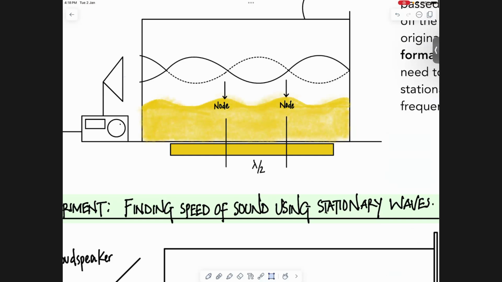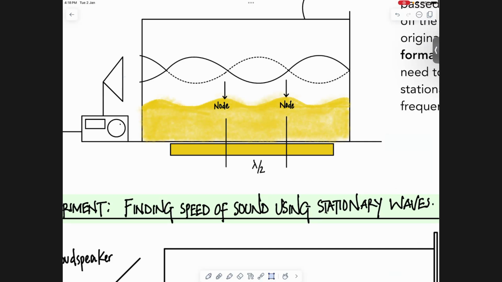Okay, so the correct answer is that stationary waves don't have a wavelength. Stationary waves, they're not a wave, they're a pattern. They're a constructive interference pattern, right? So this pattern is generated by what? With waves. What waves? Normal waves.